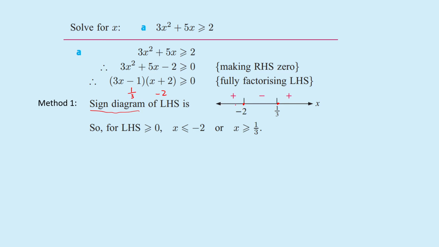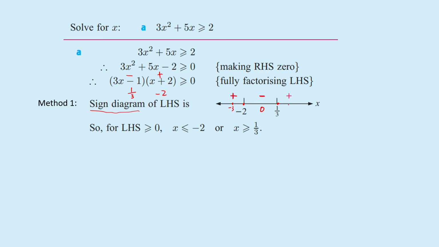For example, when x is smaller than -2, we pick a number, -3. We plug in -3, right? This becomes negative, and this is negative. And negative times negative is positive. So this area is positive. And between -2 and 1/3, for example, we pick 0. So this becomes positive, and this is negative. And negative times positive is negative. So in this area, the value will be negative.